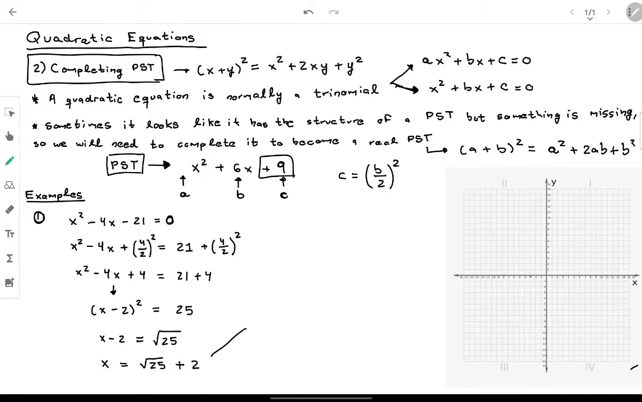Remember, when I have a square root, we have two possibilities. Because the square root of 25 can be positive 5, but also the square root of 25 can be negative 5. Why? Because 5 times 5 is 25, and minus 5 times minus 5 is also 25. Plus 2 and plus 2. That means x equals 7, and also x equals minus 3.